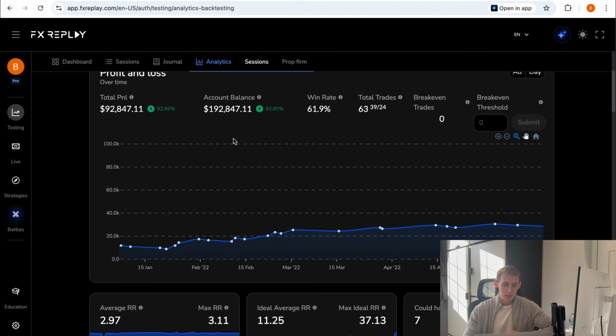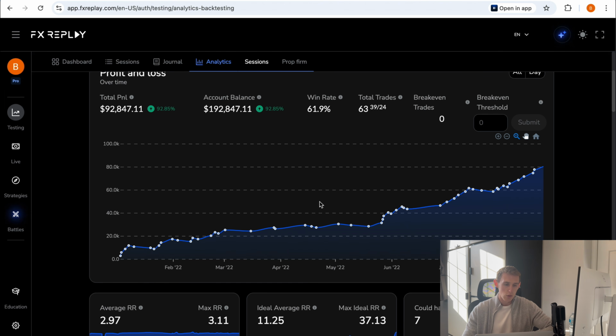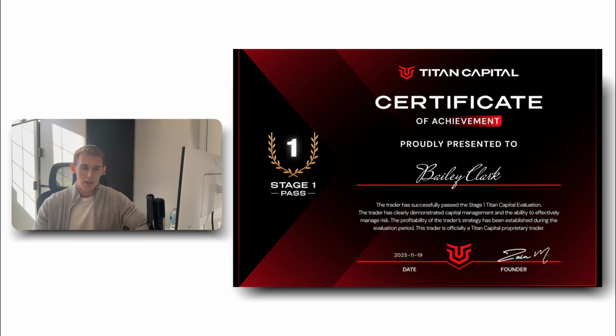A nice smooth equity curve as well with minimal drawdown periods, and like I said, mechanical 1-to-3 risk to reward system. This is also the same strategy that I used last week to pass another 100k funded account as well, and that's the same system we're going to be testing in today's video.